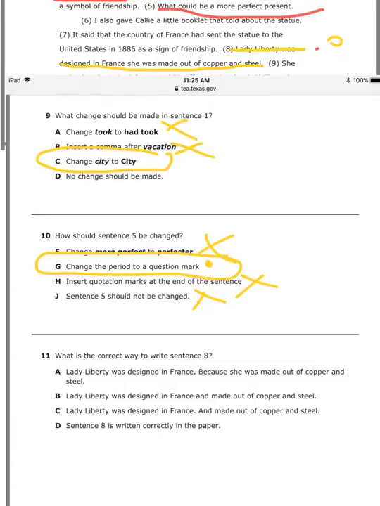Let's see my choices. Lady Liberty was designed in France. Period. Because she was made out of copper. How does that have to do? Because she was made out of copper. This can't be. She wasn't designed in France because she was made out of copper. She was designed in France because it was French. The Lady Liberty was designed in France and made out of copper and steel. Okay, and. I'm not so sure about "and." I don't think you can have that without commas.